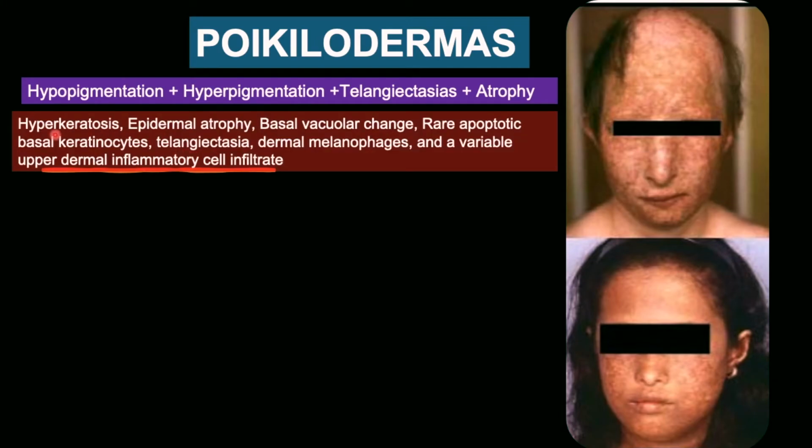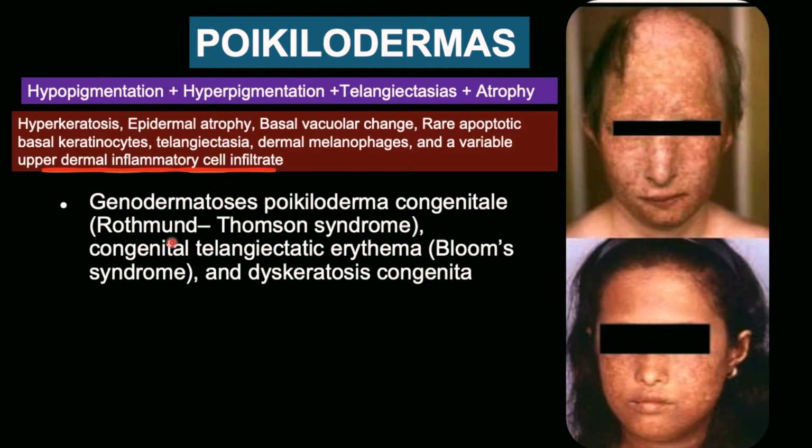So on histology, we see hyperkeratosis with epidermal atrophy, basal cell vacuolar changes, with rare basal keratinocytes. As we said, the telangiectasias, or the increased blood vessels, dermal macrophages, and variable upper dermal inflammatory cell infiltrate. Those lesions are divided into three categories.